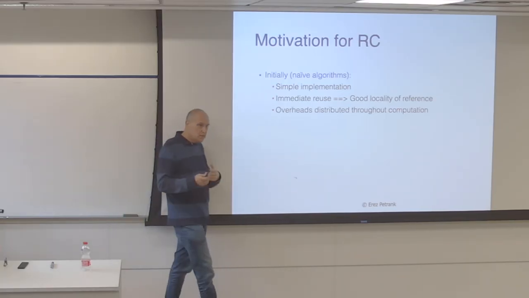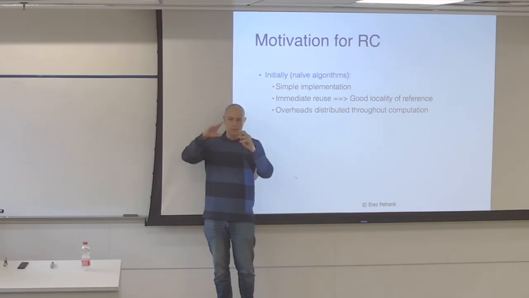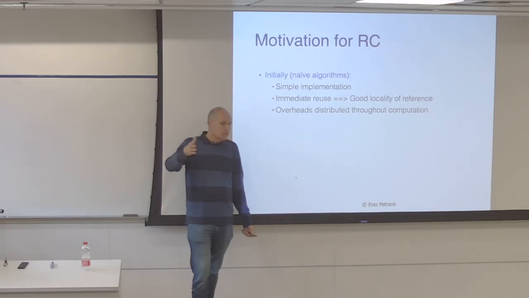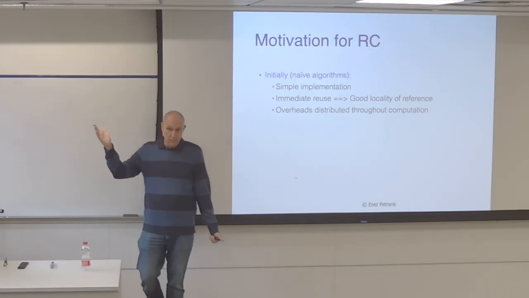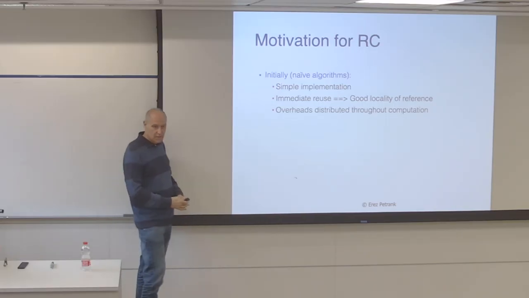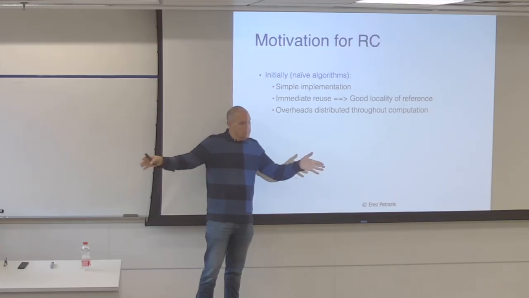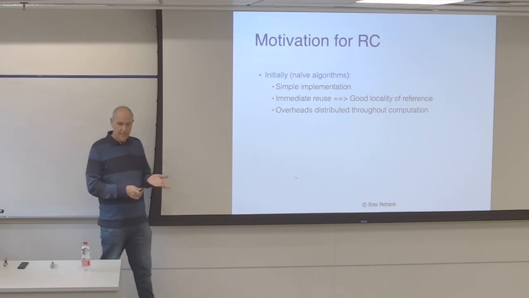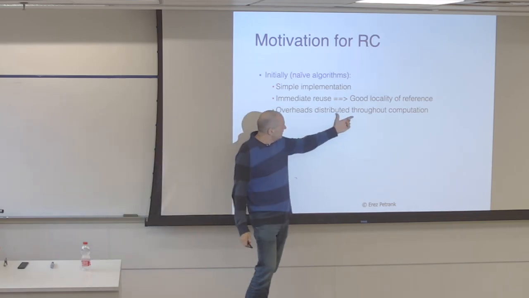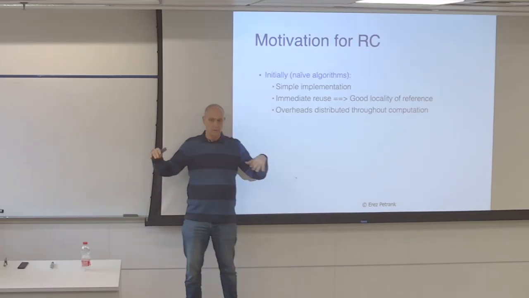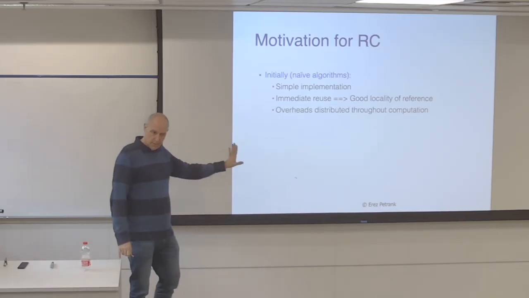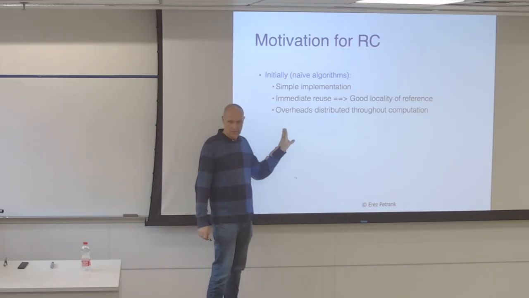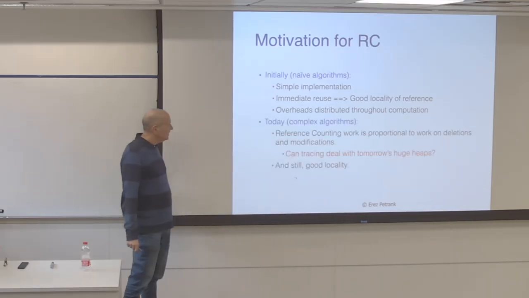and overheads are distributed through the time of the computation. You could lose a pointer to a big structure and then recursively reclaim it all, but normally you lose a pointer to an object or two that become garbage, and then your work is distributed. Each time you reclaim an object, you give it to the allocator and you go on executing. So the overheads are almost never noticeable. These were good properties for the naive algorithms. We'll see that today's algorithms are not like that, but that was initially.